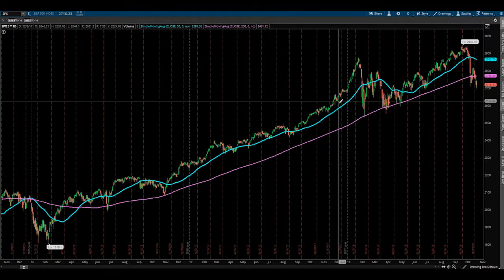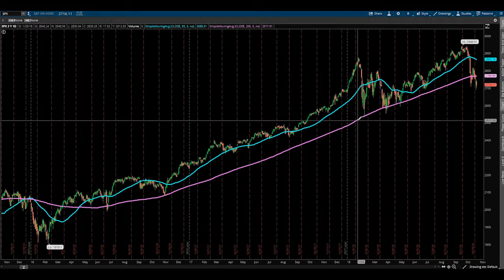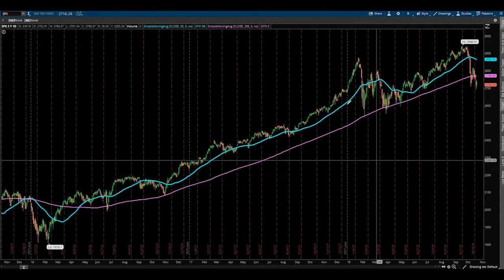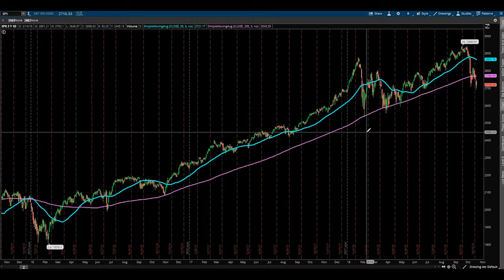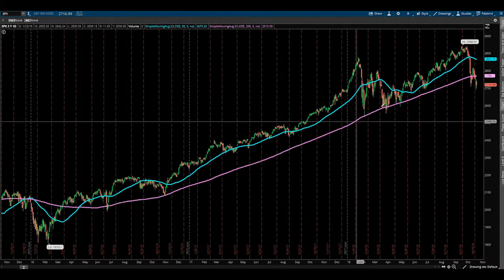There is the blue line, which is the 50-day moving average, and there is the purple line, which is the 200-day moving average. We're going to be talking about these two moving averages in depth in today's video. It's not going to be very long, but today's video is extremely important because a major development has happened in the S&P 500.